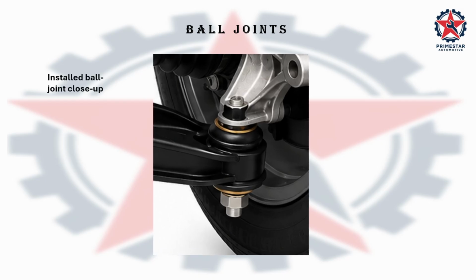Here is the lower ball joint in close-up. The tapered stud is secured to the steering knuckle, while the joint housing is attached to the control arm. Inside the housing, the ball and socket arrangement allows movement in several directions.